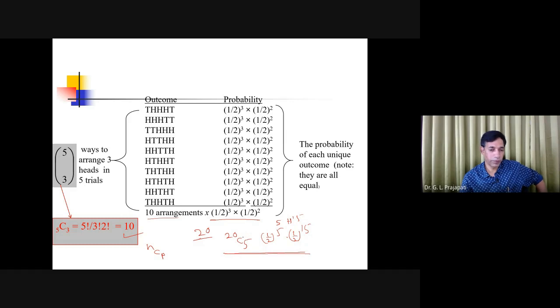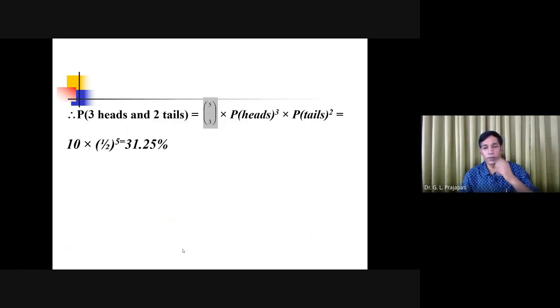So this is the total combination, and since your probability is going to be fixed every time you repeat the experiment, you have the probability for the success and the probability for the failure. So this is the heads, probability for the heads to the power 3, because 3 times you have success, and probability for the tails to the power 2. And this is 10 by 32.